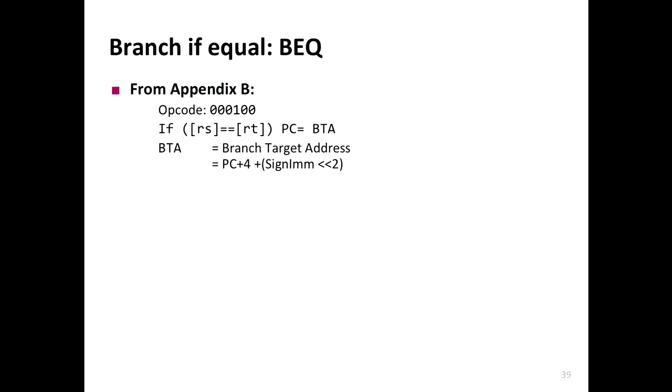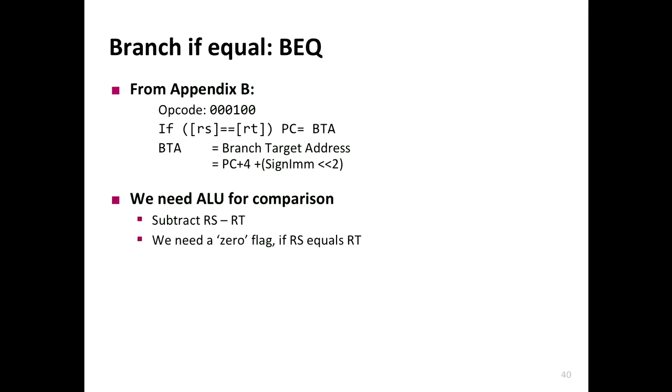So let's see how we could implement a branch on equal, which is a conditional branching statement. The opcode for branch on equal is 00010. What it does, if you remember, is compare two register values. And if they are the same, you form a branch target address, which the PC has to be updated with. The branch target address is basically an immediate value, which is added to the next instruction. You will understand it better when I go further.